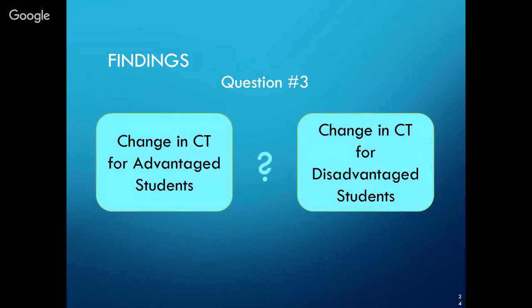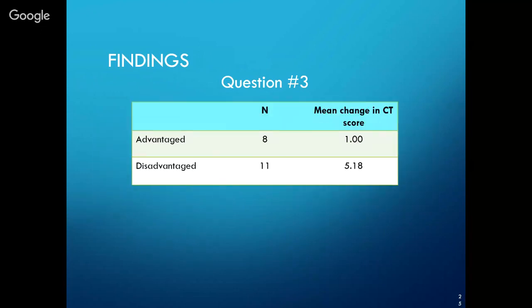So my last one, were disadvantaged students different from advantaged students? And not significantly, but again, look at this. The advantaged students, their mean change in score was 1. Disadvantaged, their mean change in score was 5. So even though that wasn't a significant difference, if my critical thinking went up by 5, I think I'd be pretty happy, right? And so it really does show how HIPs, even though they still helped the advantaged students, really, really help those disadvantaged students.